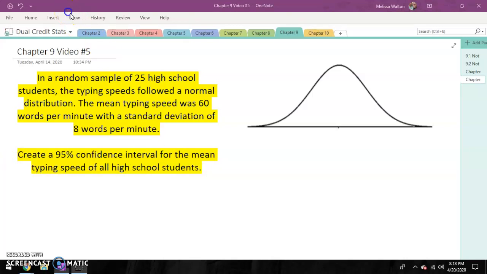All right, so in this sample, here's what happened. Our mean for this sample was 60 words per minute. However, if I were to sample every single high schooler in America, it is very, very unlikely that if I were to add up all of their speeds and take the mean of them, it would be exactly 60 words per minute. So what we're going to do is turn this into a confidence interval. What's my lowest that I would expect and what is my highest that I would expect?